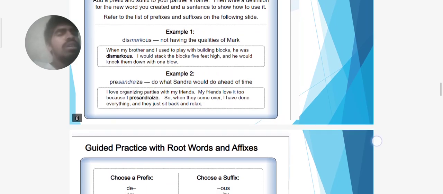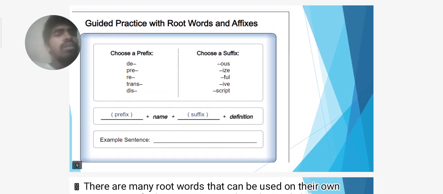So these are the two examples of how we can use the root words and their meanings. Now, to practice with root words and affixes, I have guided some practice questions. Choose a prefix, choose a suffix, and we can add both to get the definition. For example: dis, pre, re, ful, trans, ive, descript.